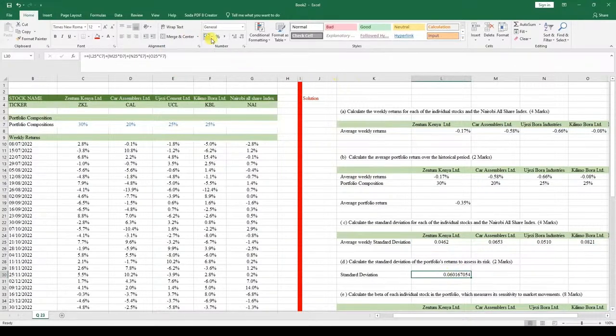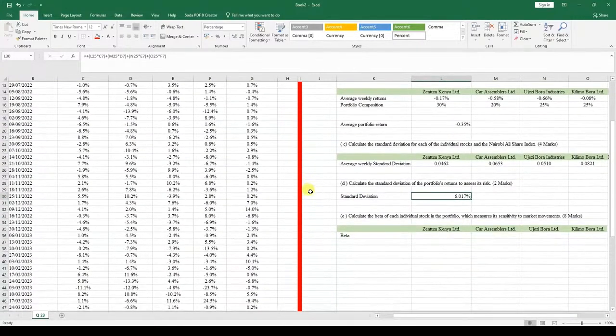So we can put it in form of weights, and we can say it's about 6.02% standard deviation. So the standard deviation of the portfolio is given to us there. So we pick the standard deviations of the individual securities and we multiply them by the corresponding weights.